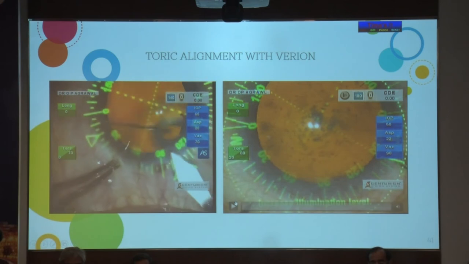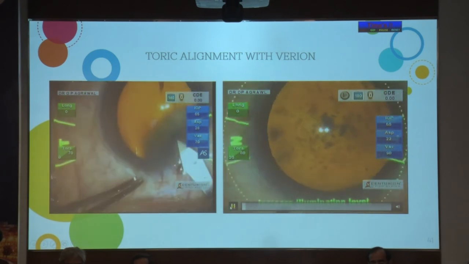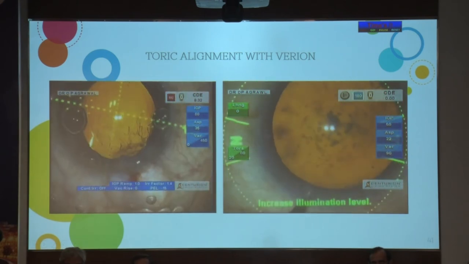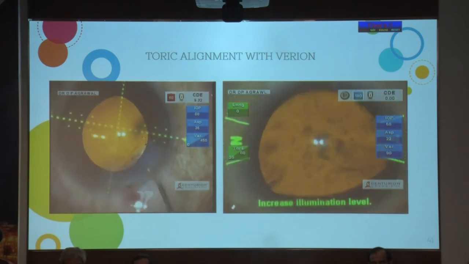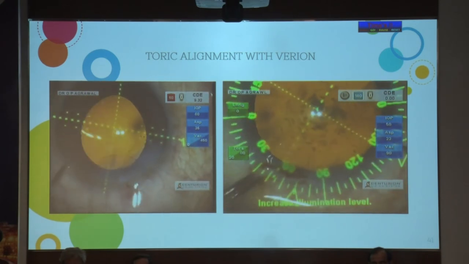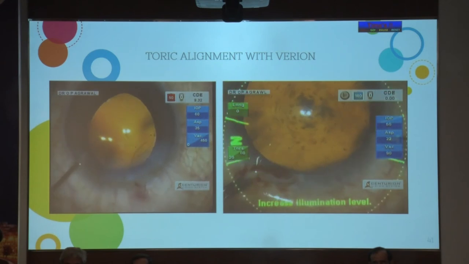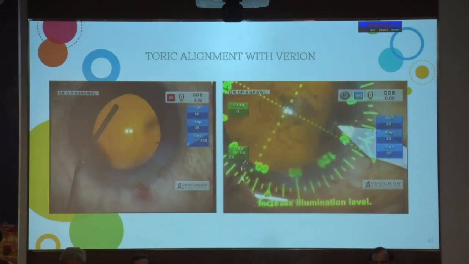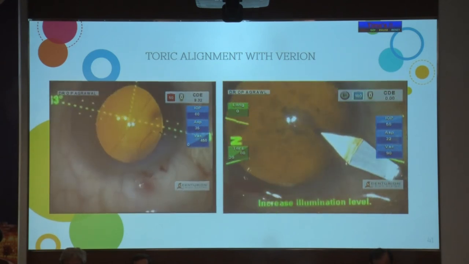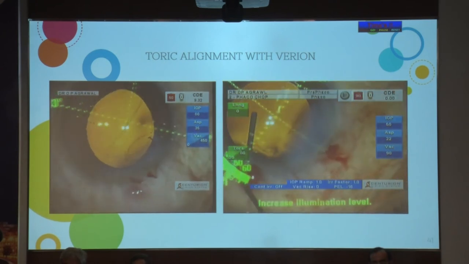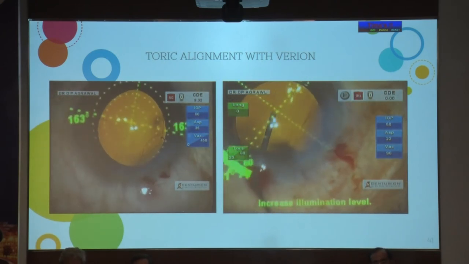So we can take the incision at steeper axis with the help of this Verion image guided system, and the lens is implanted in desired axis with this image guided system.